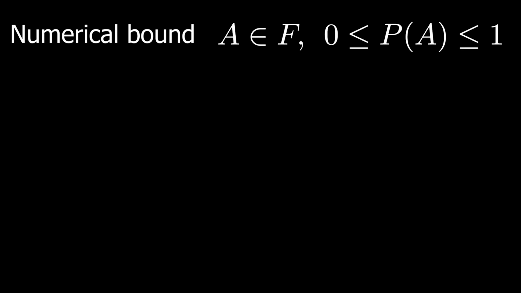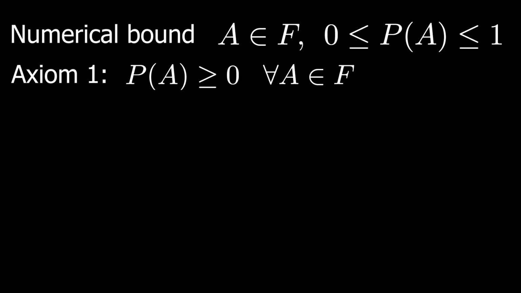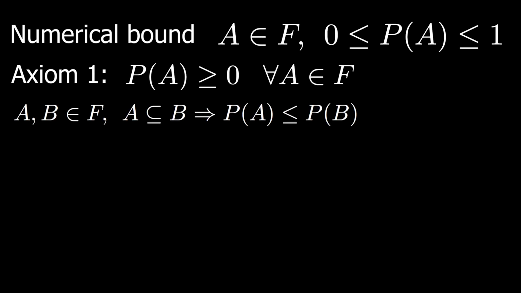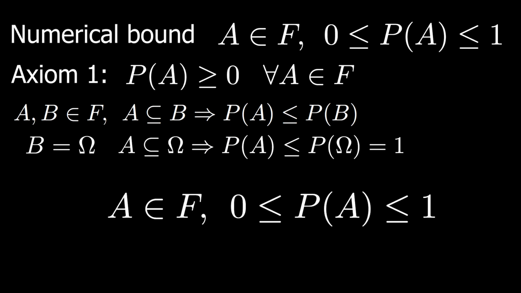The last easy statement to prove before I introduce more theory is that the probability of any event is between 0 and 1. The lower bound is given directly from the first axiom. We can use monotonicity. Set the larger set to the sample space itself and use axiom 2 to get the upper bound. A is always a subset of omega by definition.